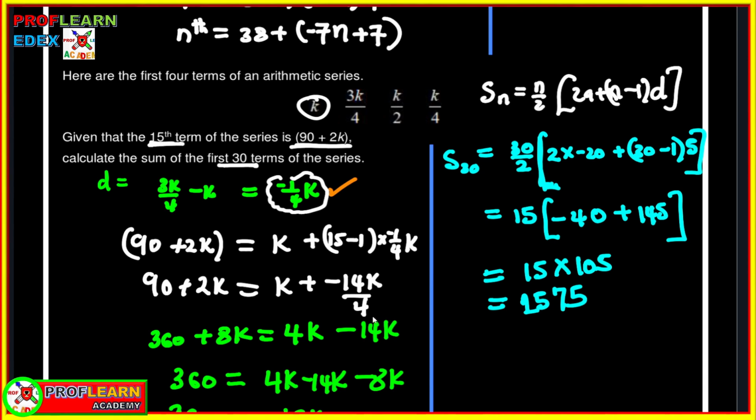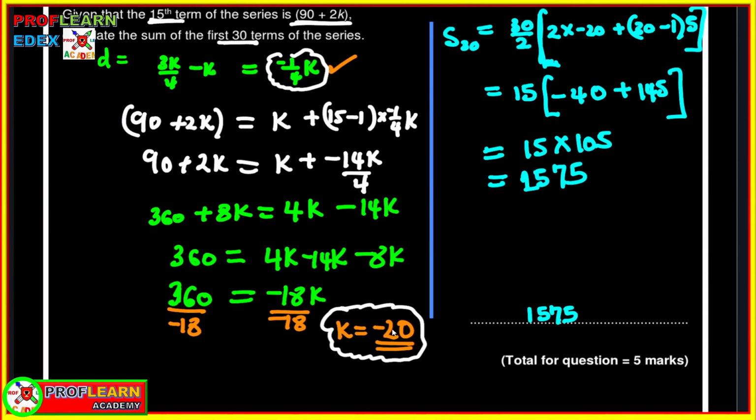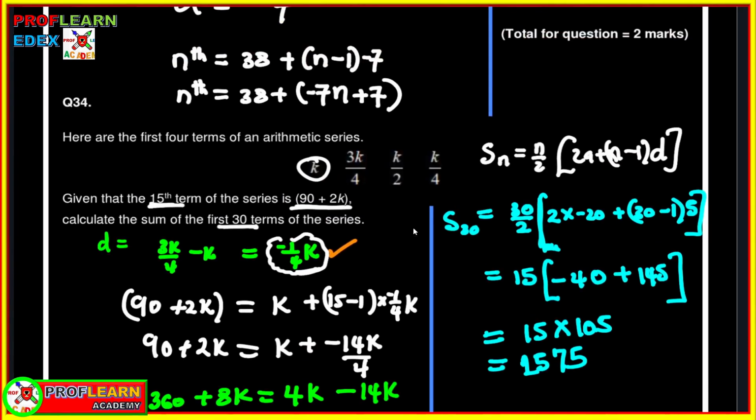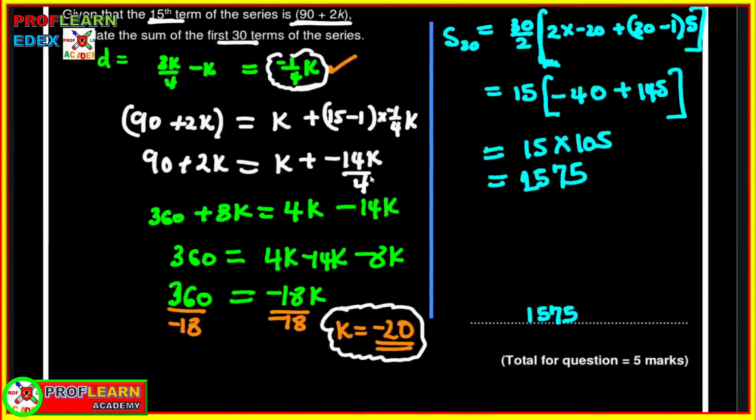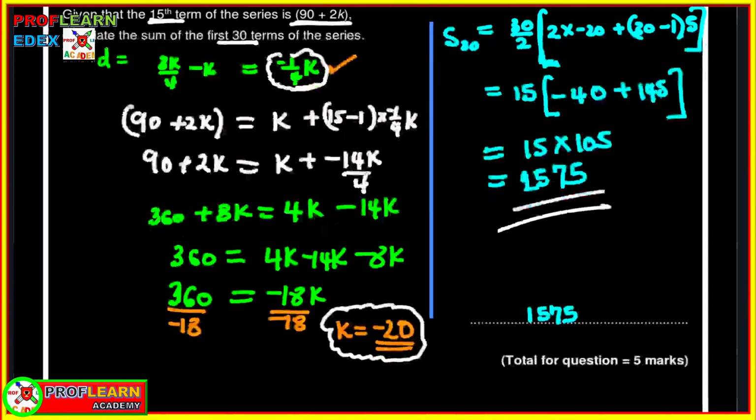Let's see, k is negative 20, and we had gotten the common difference here as negative 1 over 4 k. The common difference is going to be 5, because if you take negative 1 over 4 times negative 20, you are going to get 5. So if you work it out, you are going to get your final answer as 1575.